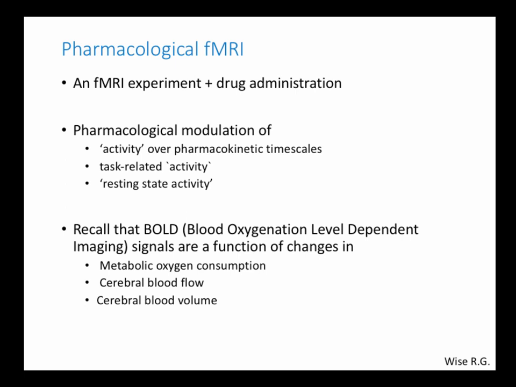So one of the key things to remember is that the BOLD signal that we use in fMRI is actually a function of a couple of different things. So if you give somebody a drug, you're going to be changing these things. So you have to be a little bit careful that you're actually measuring neural change and not changes in blood flow, blood volume, or just metabolic changes.